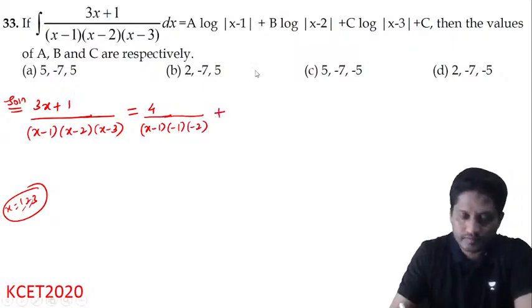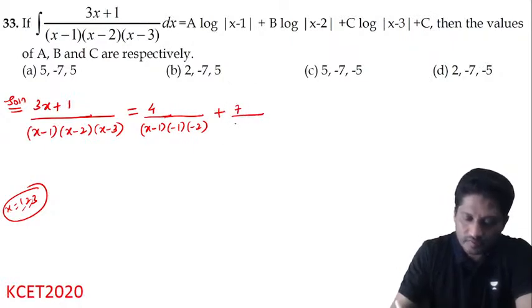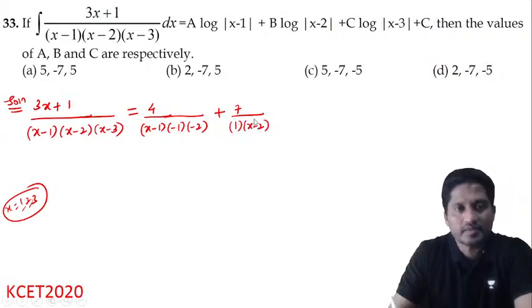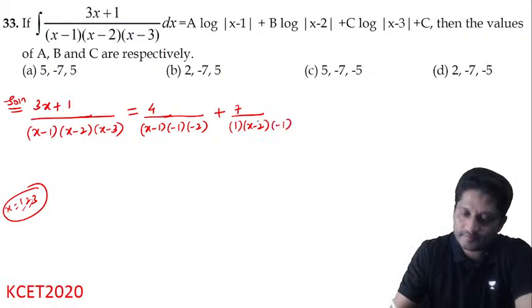Next root you put 2. 2 into 3 is 6. 6 plus 1 is 7. Upon 2 minus 1 is 1. x minus 2, don't substitute here, otherwise it will be 0. 2 minus 3 is minus 1.